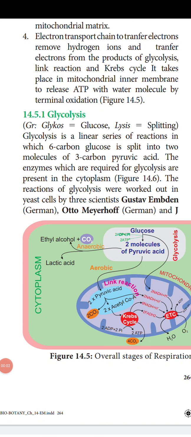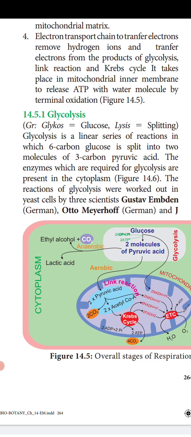In this video, we are going to study each step of aerobic respiration in detail. As we have studied, the first step of aerobic respiration is glycolysis. Glyco refers to glucose and lysis refers to splitting. So here is the linear series of reactions taking place.